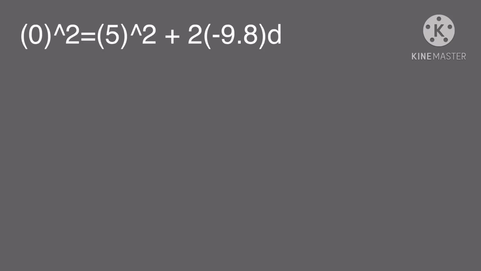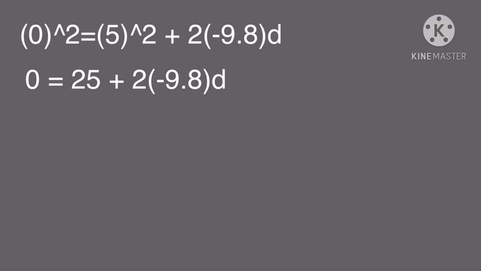First, we plug in all our variables, which is gonna be 0 quantity squared equals 5 quantity squared plus 2 quantity negative 9.8 multiplied by d, which is your displacement, by the way. 0 squared is going to be 0 and 5 squared is going to be 25. After that, it's still the same, plus 2 quantity negative 9.8 meters per second squared multiplied by d.